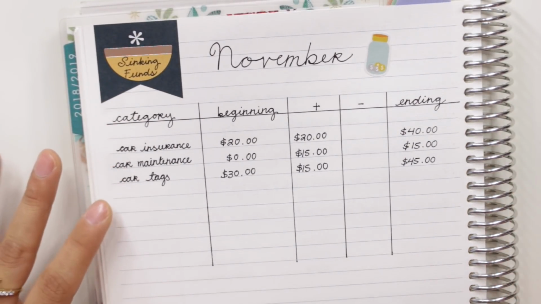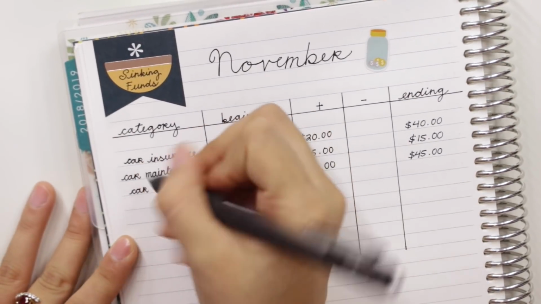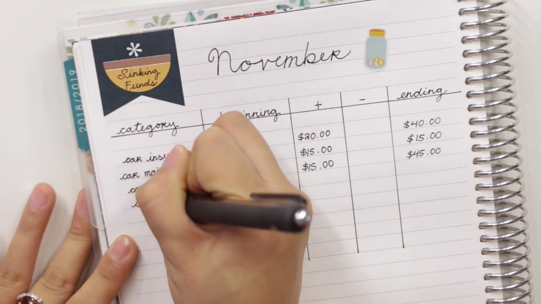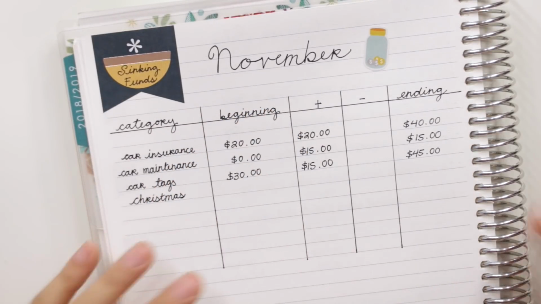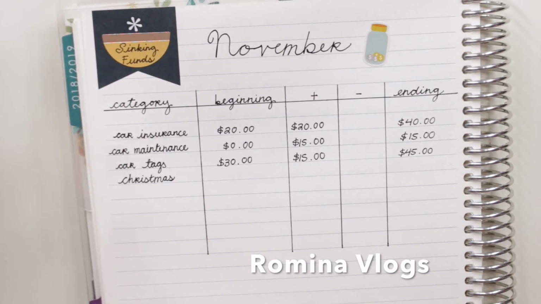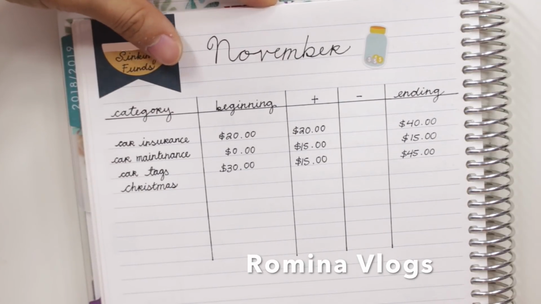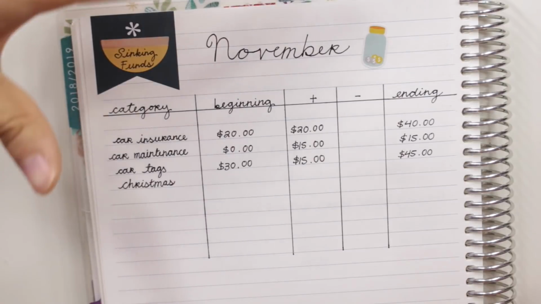Next, what I have is my Christmas category. So I'm going to put that. Christmas. And this is anything having to do with Christmas, so it could be Christmas presents, anything that has to do for Vlogmas. I will be doing Vlogmas for my vlogging channel. If you guys have not followed that, it is Romina Vlogs. So I'm really excited about that. I'm just like, do I have time to do all of it? I'm going to try. I'm definitely going to try.